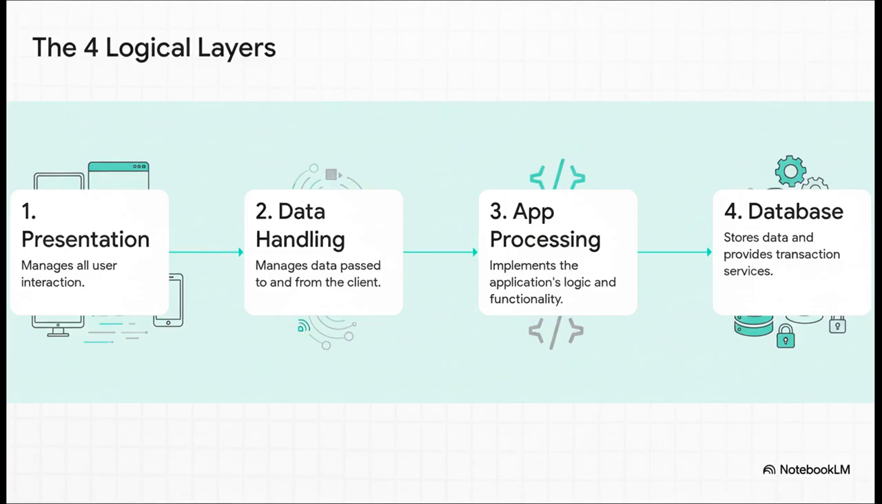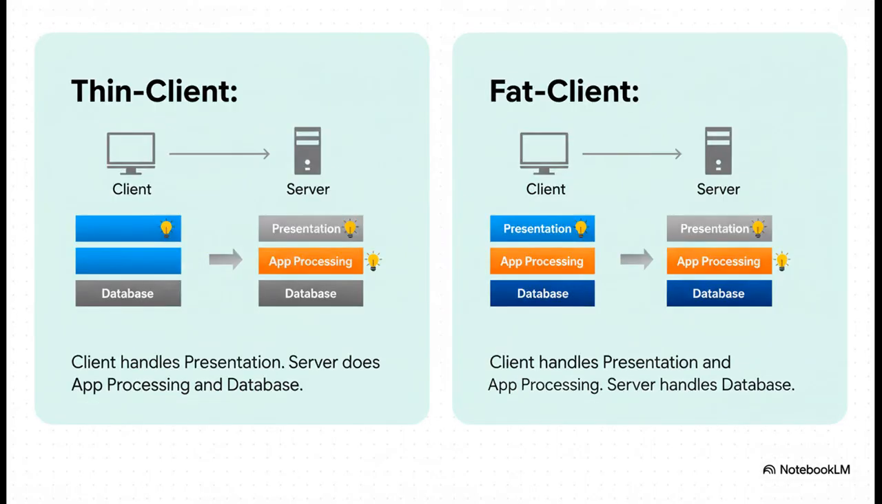Now, the entire game with client-server architecture is figuring out how to split these 4 layers between the client machine and the server machine. And how you split those layers leads to 2 classic approaches. On the one hand, you have the thin client model. Here, the client's job is super simple. It just shows you stuff. Your web browser's the perfect example of a thin client. All the heavy lifting, the application logic, the database stuff, that all happens on the server. The big plus, it's easy to manage. You just update the server and everyone gets the new version. The downside, the server can get totally overloaded.